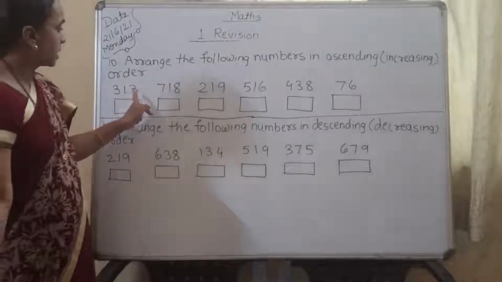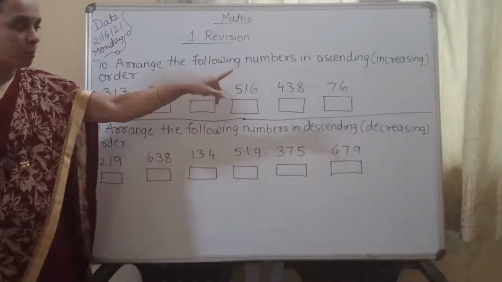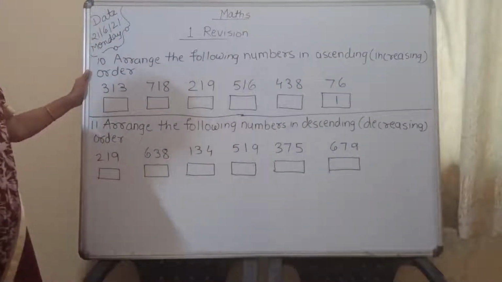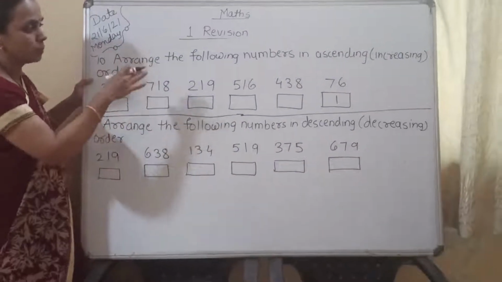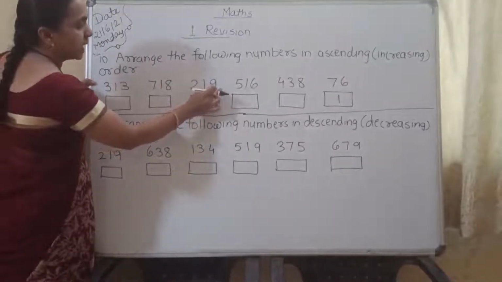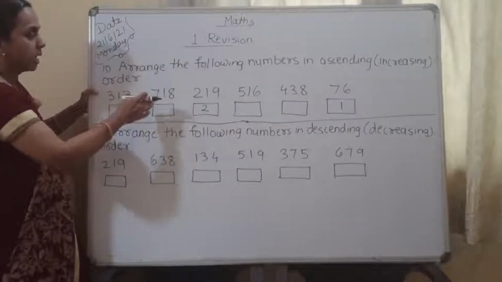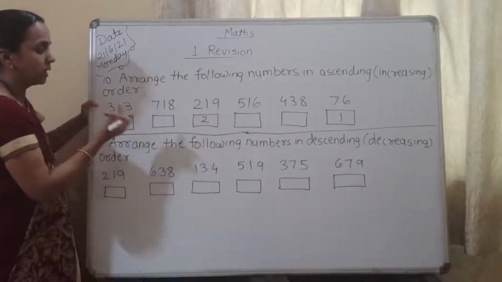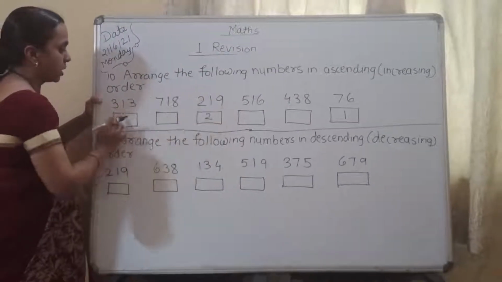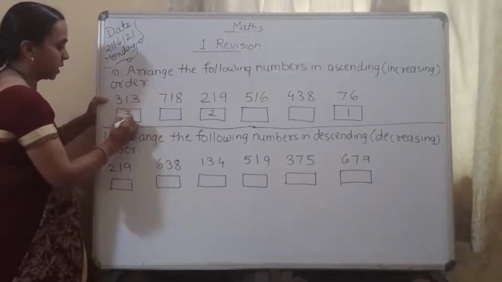So among these 1, 2, 3, 4, 5, 6 numbers, which number is the smallest? 76. So we have to write down here 1. Bigger than 76, which number is there? 219. So we have to write here 2. Okay. Bigger than 219, which number is there? 313. After 200, 300 is there. So we have to write down here 3.